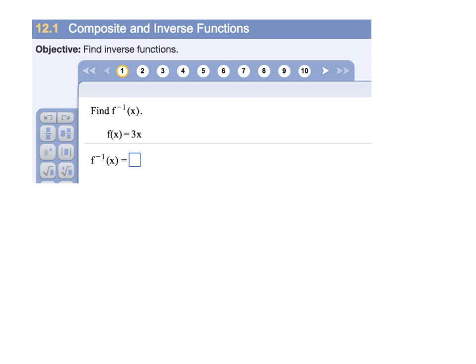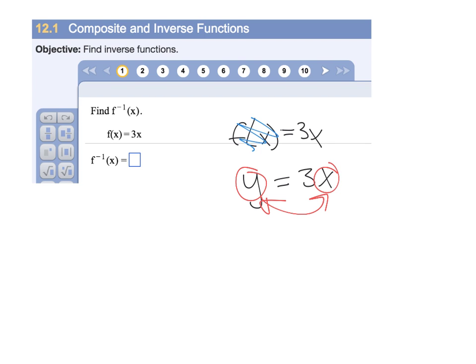So you take your original function, which in this case is f of x equals 3x, and you replace the f of x with the letter y. All right, because really, f of x and y are synonymous. They mean the same thing. All right. Now, to find the inverse function, what we're going to do is you swap out the y with the x. You just reverse them.